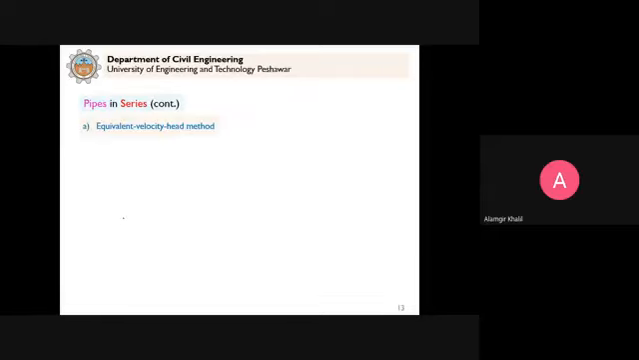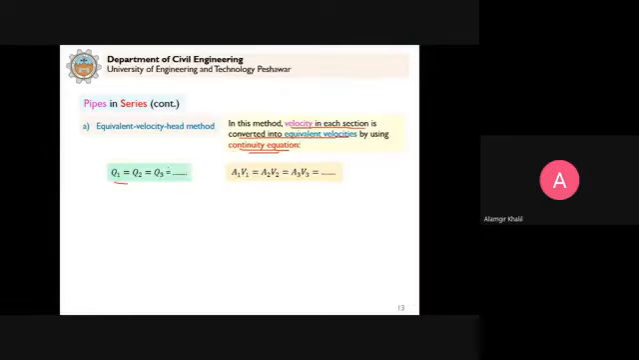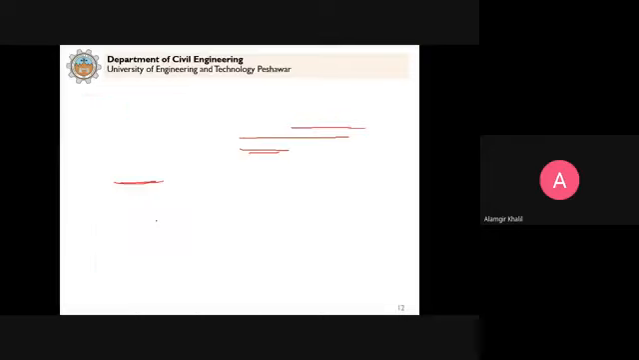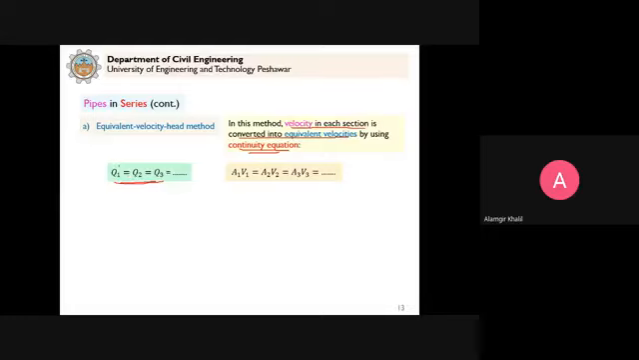Now first we consider the equivalent velocity head method. In this method, velocity in each section is converted into equivalent velocities by using the continuity equation. So in this method, for example, we already know that the discharge Q1 is equal to Q2 is equal to Q3. And remember what we are doing essentially here, that now Q is given. This Q is given and we are going to calculate the head loss. So proceeding with that, now Q is given, clear?